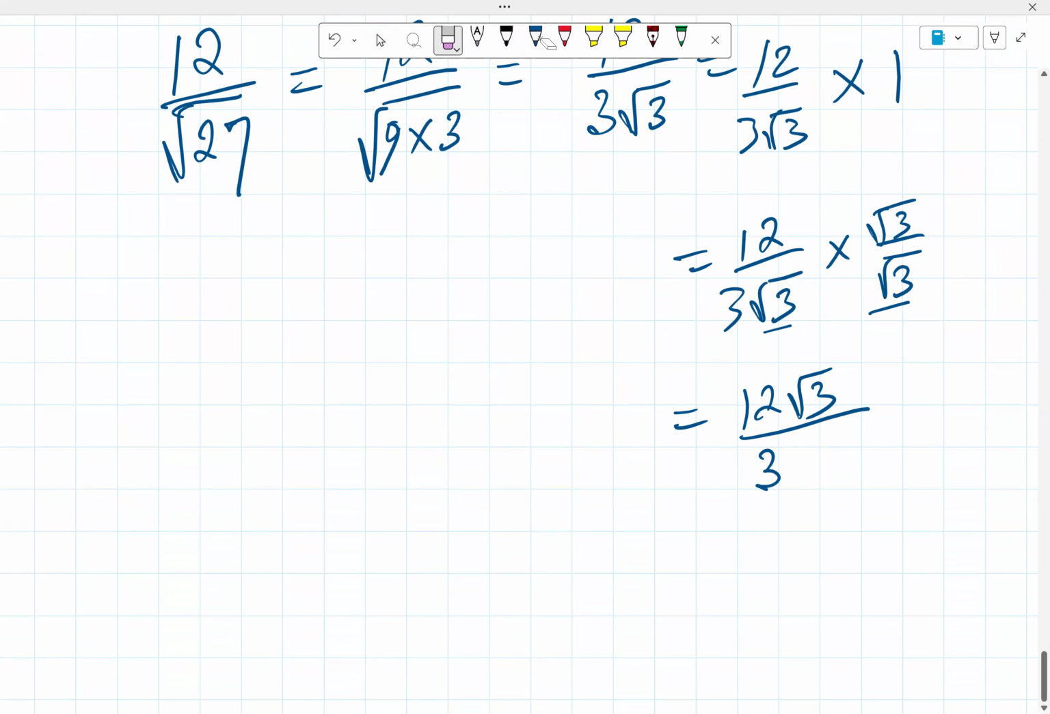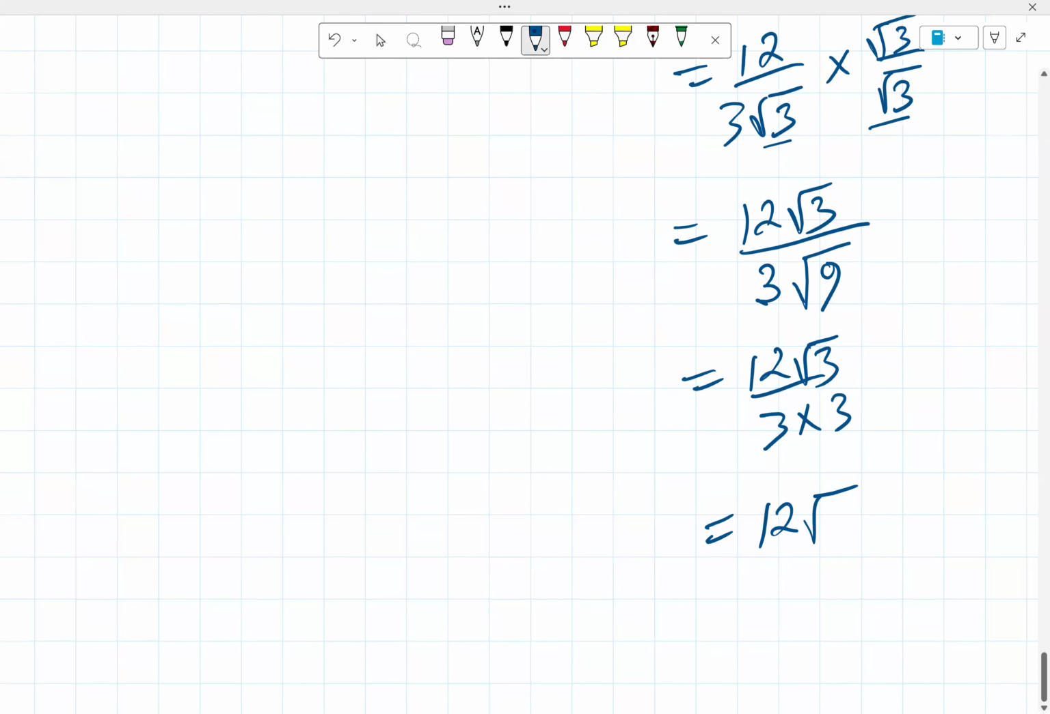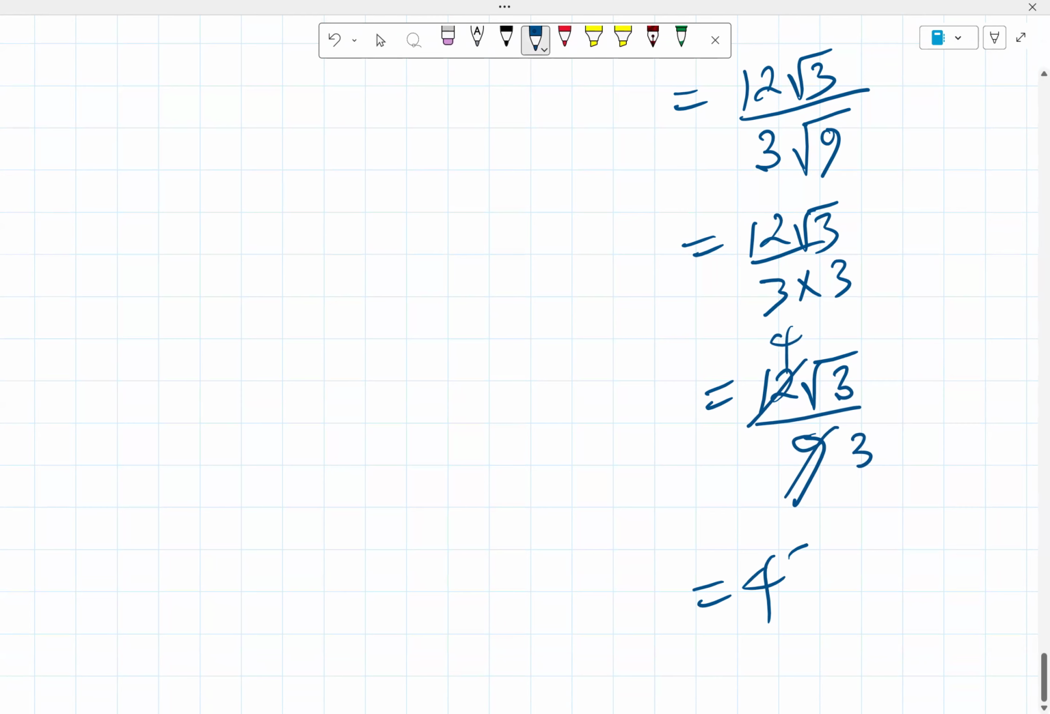Okay, maybe I should take it step by step. Not necessary, but it's okay. Root 3 times root 3 is root 9. So you have 12 root 3 all over 3 times 3, which is 9. So 3 here is 4, 3 here is 3. So we have that to be 4 root 3 all over 3. And that is the result.